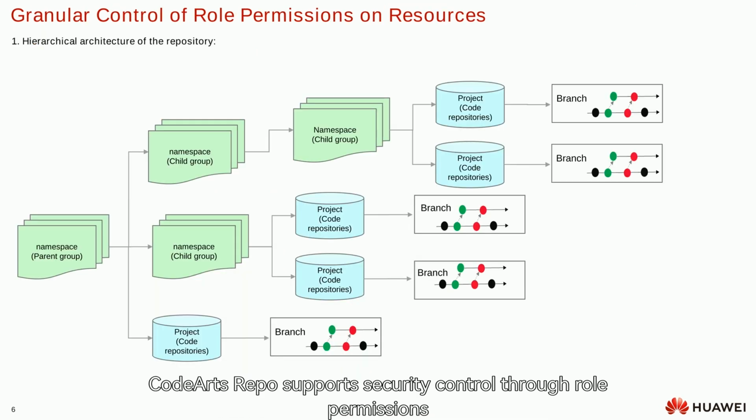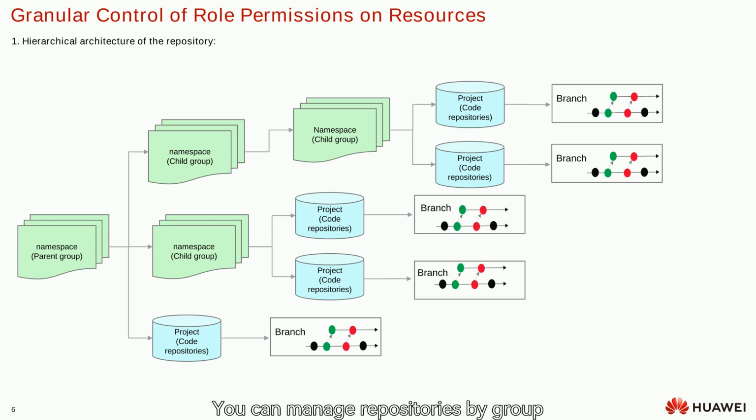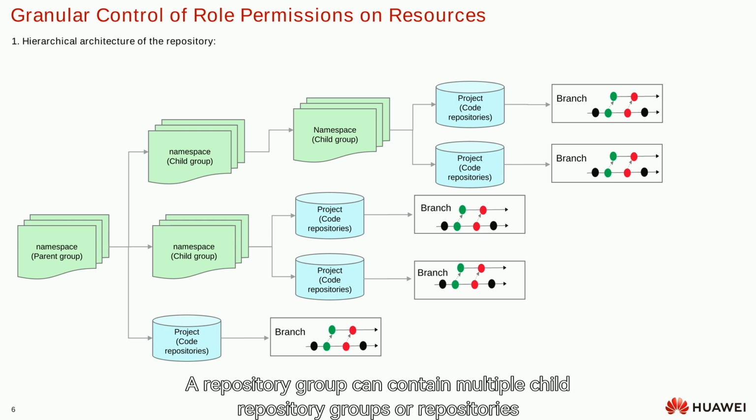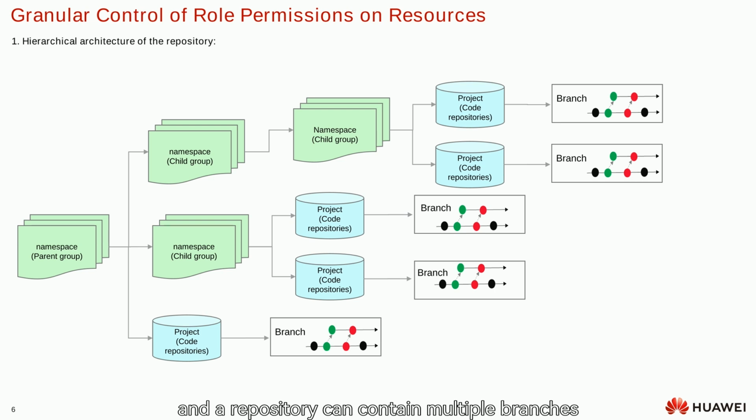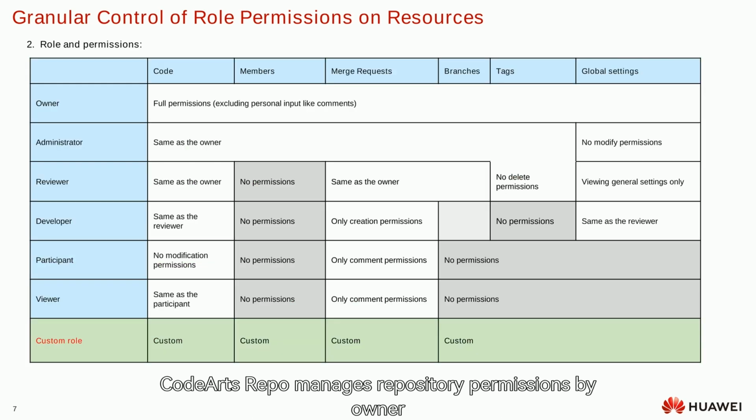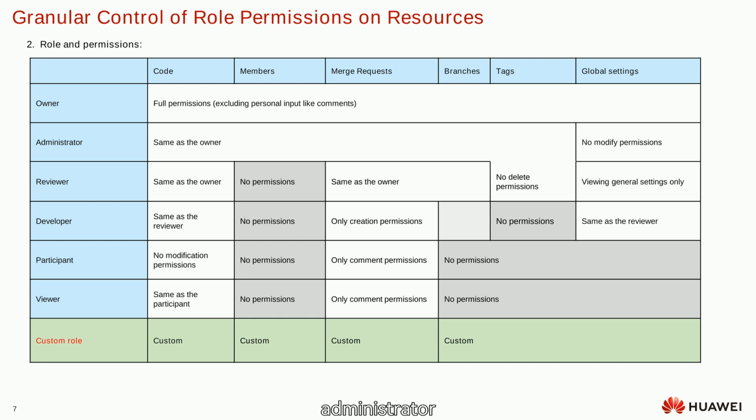CodeArts Repo supports security control through role permissions. You can manage repositories by group. A repository group can contain multiple child repository groups or repositories, and a repository can contain multiple branches. CodeArts Repo manages repository permissions by owner, administrator, reviewer, developer, participant, viewer, and custom roles.